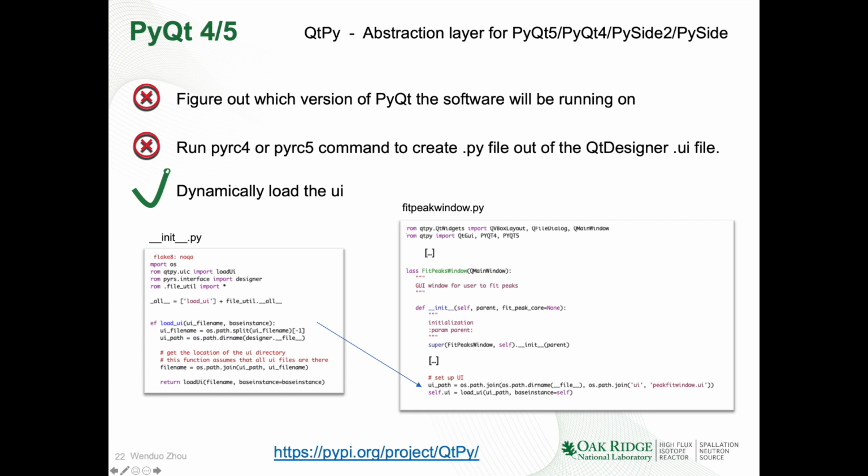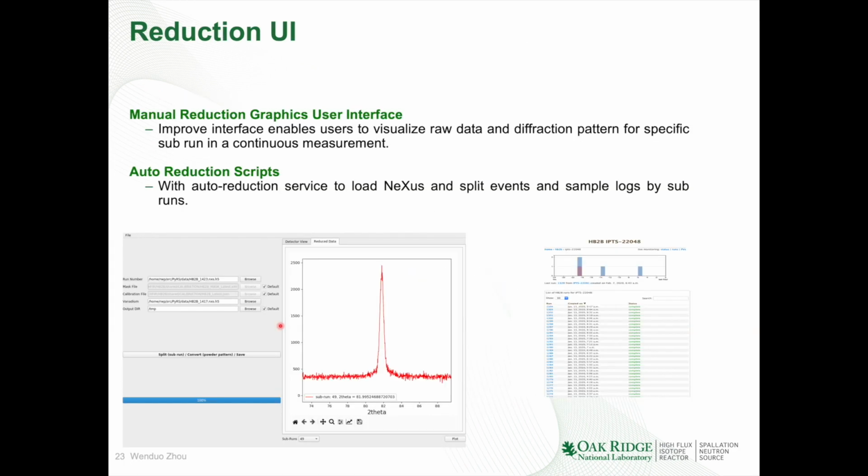Another issue is that the Python files compiled from the Qt UI file, it is very sensitive to PyQt 4 and PyQt 5. So we use PyUIC4 and PyUIC5 initially, and it had issues when we deploy on the NS cluster. Then we used the load UI in QtPy to translate UI to Python dynamically, and it's very convenient.